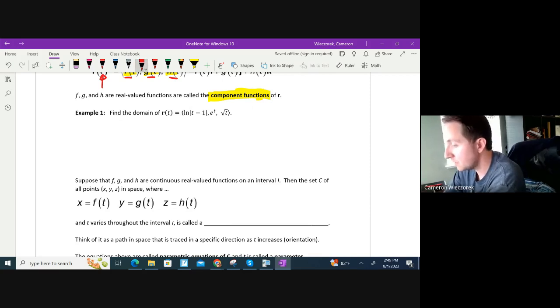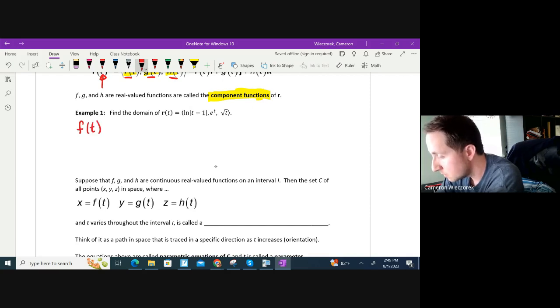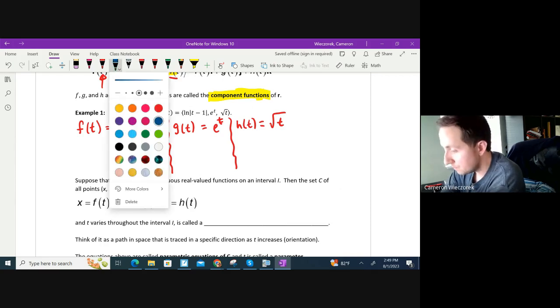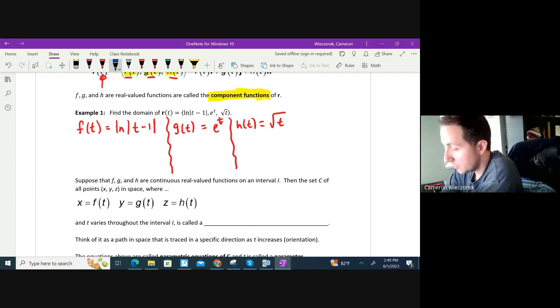Here I have the vector valued function made up of the components natural log of the absolute value of t minus 1, so I'm going to label these one by one. My f of t in this case is natural log of the absolute value of t minus 1. g of t, the second component, is e to the t. And then h of t, my third component for z, is the square root of t. I'm just going to look at the individual domains of f, g, and h and figure out where they intersect.